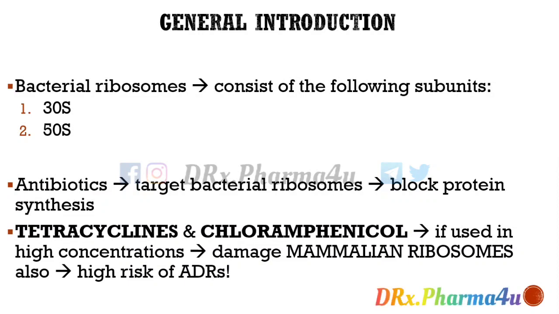Now, the problem with tetracycline and chloramphenicol I'll come towards later. The problem is they not only target bacterial ribosomes, but they target mammalian ribosomes as well. And that is why the side effects that they produce are usually very horrible, because they target mammalian ribosomes also. So if they inhibit the protein synthesis of mammals, then it is a matter of concern.